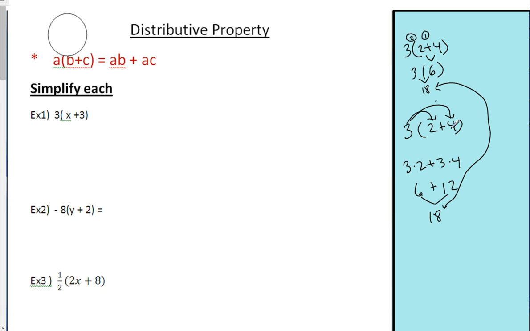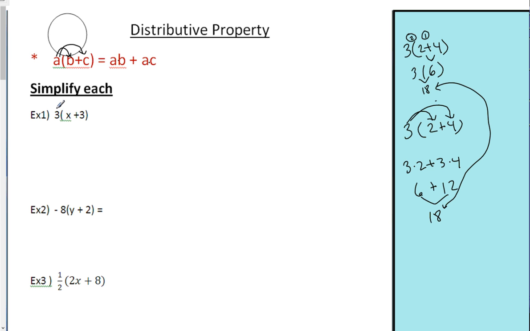That's called the distributive property. And that's what this is saying here. A parentheses B plus C is the same as A times B plus A times C. All right, that's the distributive property. So we're going to use it here.